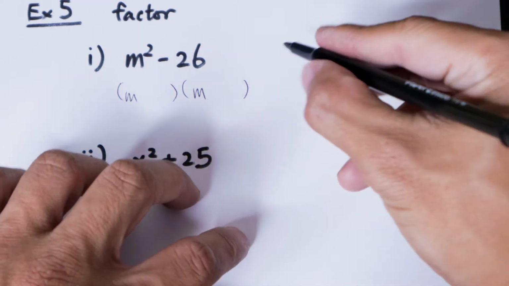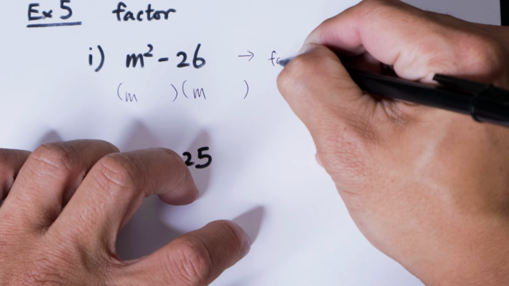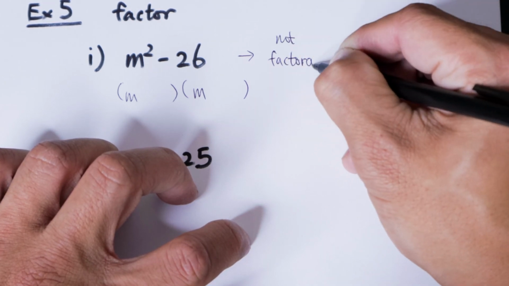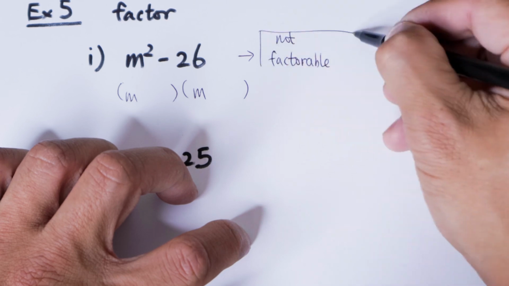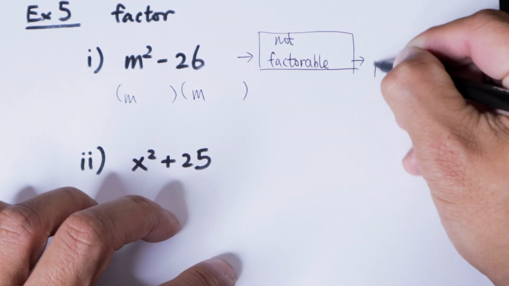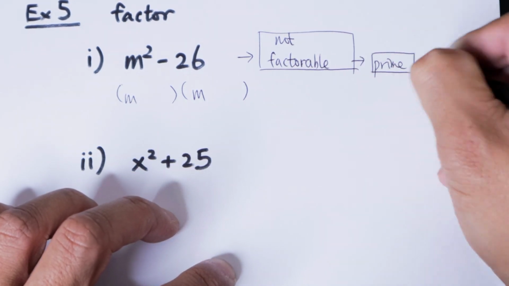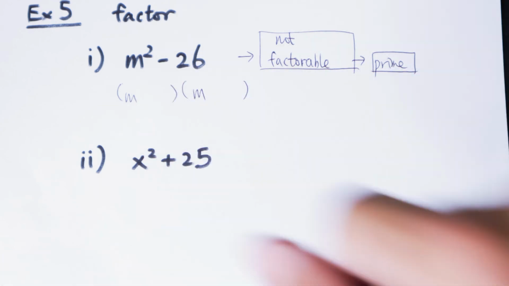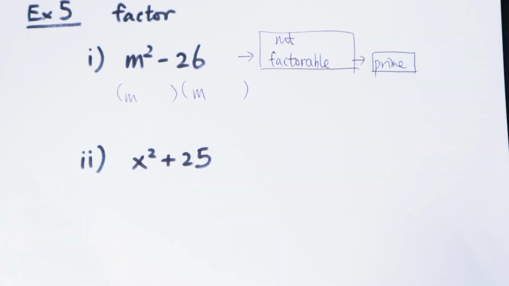So therefore, when you get to this situation, we're just going to call it not factorable. Okay, because it's not factorable, right? You cannot make it into 2 parentheses. Sometimes we call this prime. When you have a number that's not factorable, right? Remember back in the days, we called those numbers prime numbers. So we also have prime for polynomials, same thing.